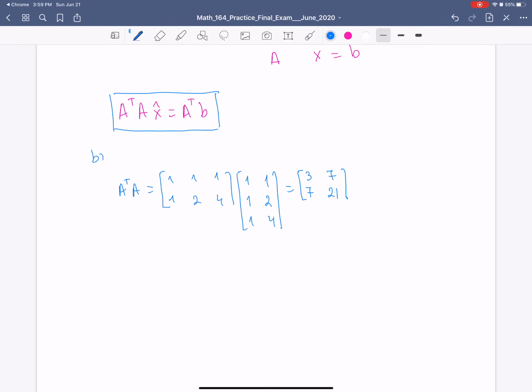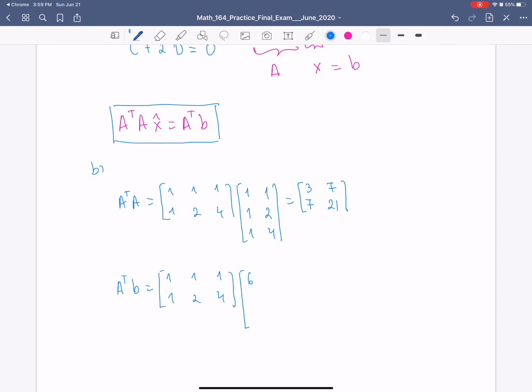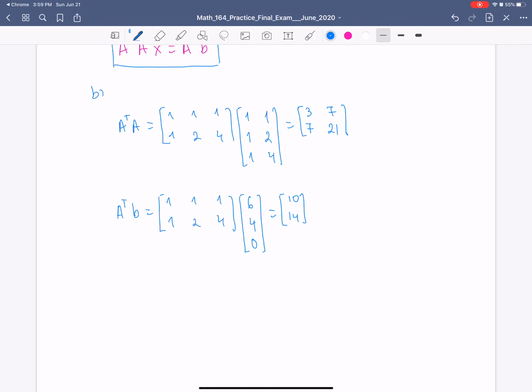Now let's find A transpose B. This is 1, 1, 1, 1, 2, 4 times the vector B, which has components 6, 4, 0, equals 6 plus 4 is 10. Then we have 6 plus 8, which is 14. And now we have to solve this system: 3, 7, 7, 21 times C hat, D hat equals 10, 14.